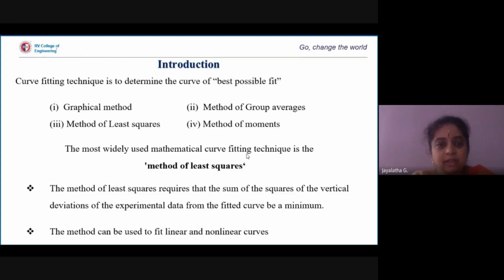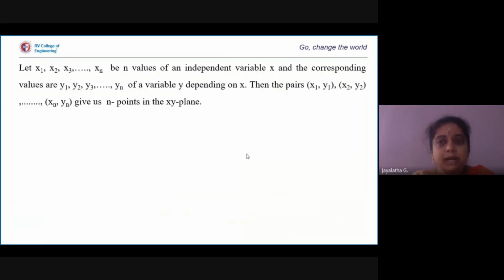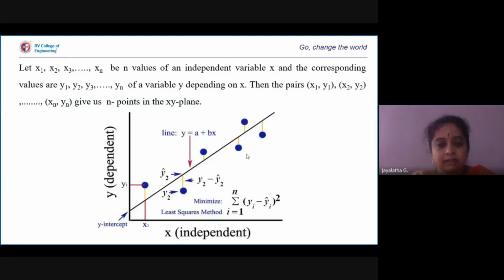Let's observe it. And you can use this method to fit both linear and non-linear curves. So you have the values xi, yi given. x1, x2, and so on, xn are the values of the independent variable x, and the corresponding values of the dependent variable y are y1, y2, and so on, yn. That means you need to fit a curve of the form y equal to f of x. Your y depends on x. So a pair of values x1, y1, and so on, xn, yn are given.